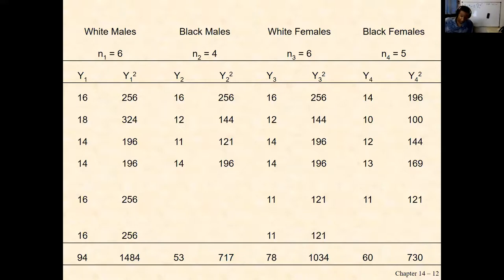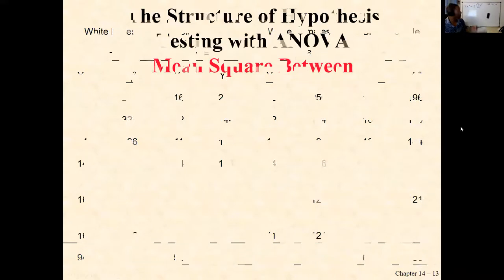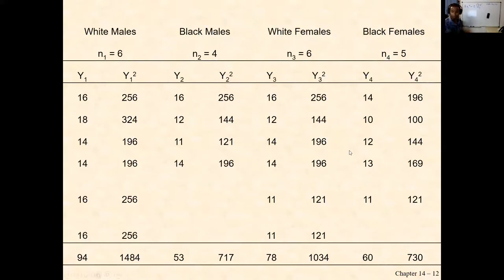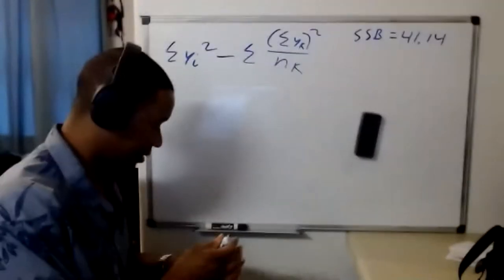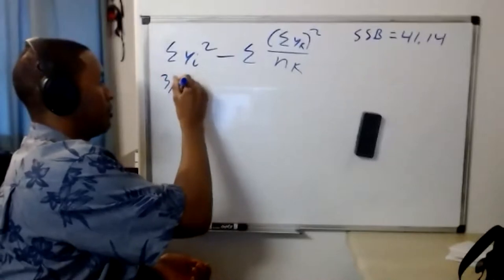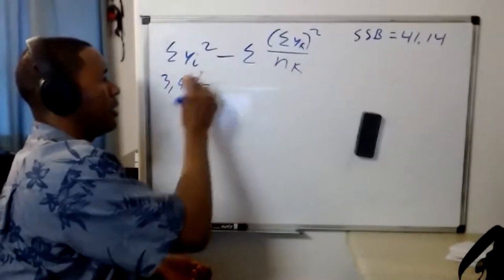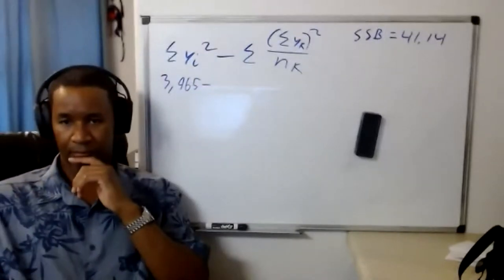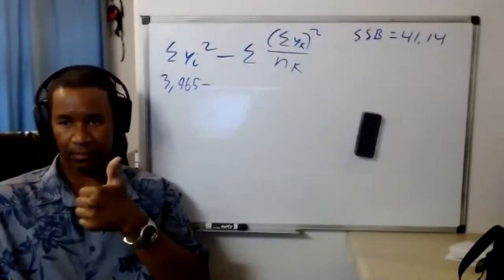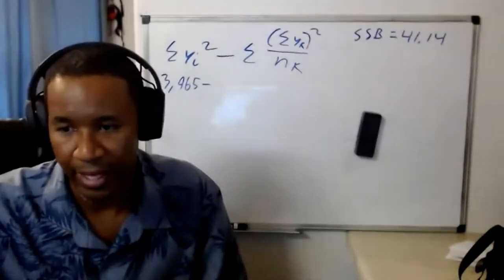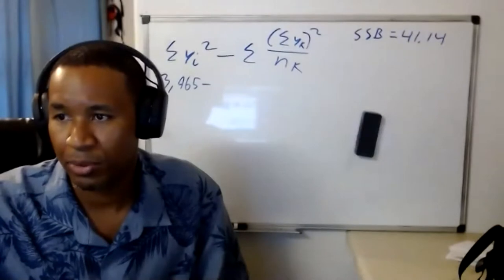3,965. Good, Beatrice. So we should have 3,965 here. Did everybody see how we got this 3,965?